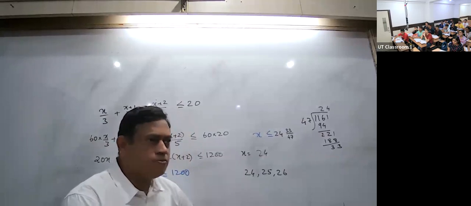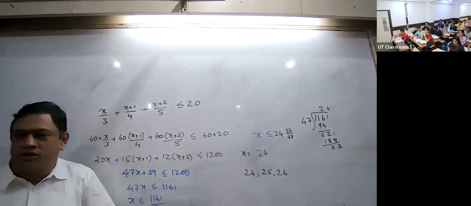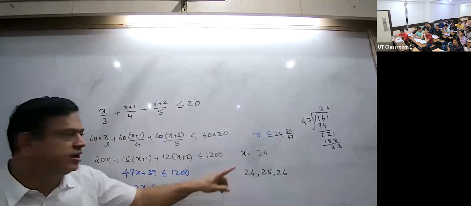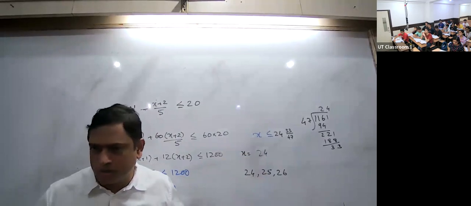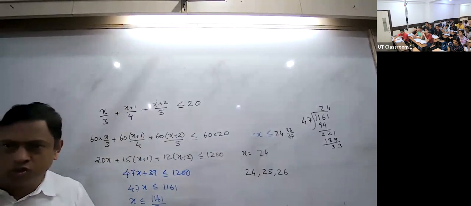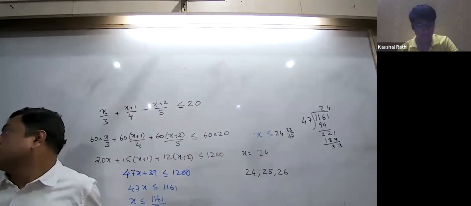So the three numbers are, which are three numbers? In the beginning you wrote, the three numbers are x, x plus 1, x plus 2. So when x is equal to 24, which are the numbers? 24, 24 plus 1, 24 plus 2. That is 24, 25 and 26. Is it clear? Yes, okay.